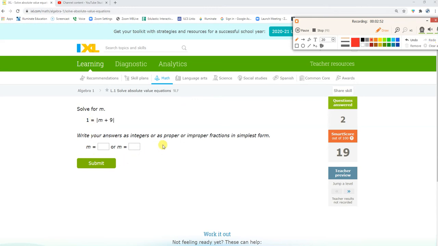Okay, this guy is already isolated, so it's absolute value of m plus 9 equals 1. Split. M plus 9 equals 1. Ready? Flip it. Equal sign doesn't do anything. Negative. Split, flip, negative, solve it. M equals negative 8. M equals negative 10.